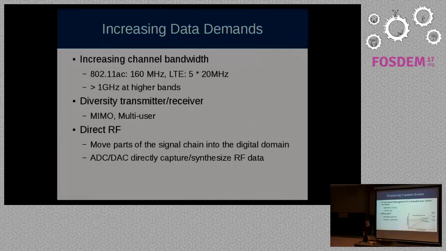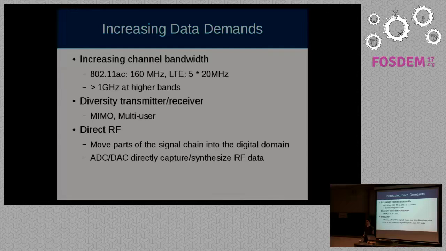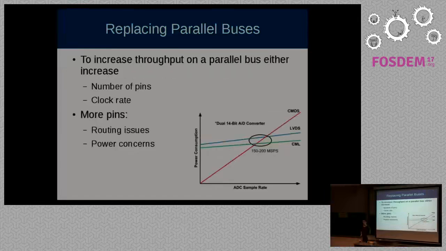But why do we actually need something like JESD204B? Why can't we just continue with parallel buses like before? The issue with parallel buses is there are two ways to increase your data throughput: either increase the number of pins or increase the clock rate. If you increase the number of pins, you can send twice as much data. If you double the clock rate, you can send twice as much data.